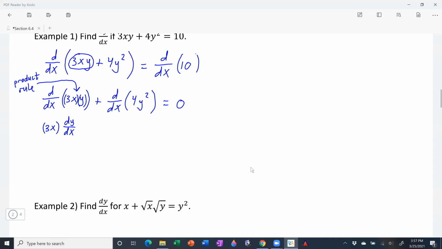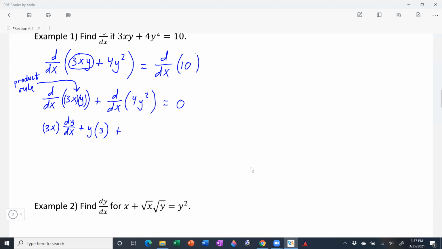Okay, so continuing, that's the first times the derivative of the second, plus the second, which is just y, times the derivative of the first. So the derivative of 3x is just 3, because remember, we're taking the derivative with respect to x. So that one is just a normal derivative. Okay, so that's the product rule.